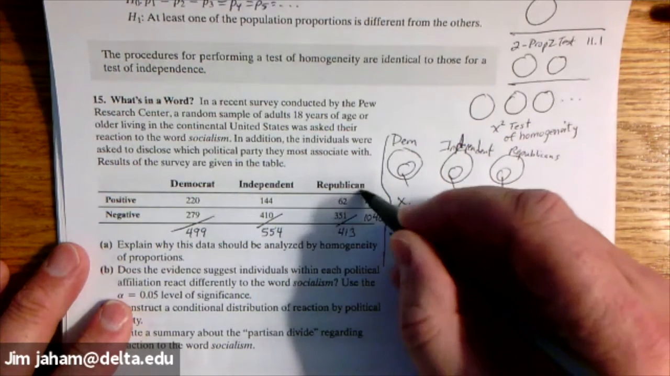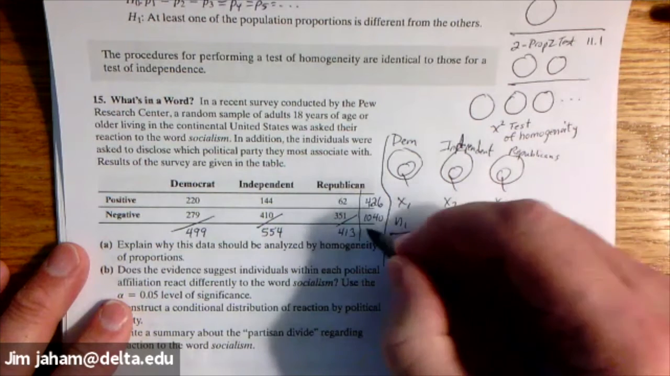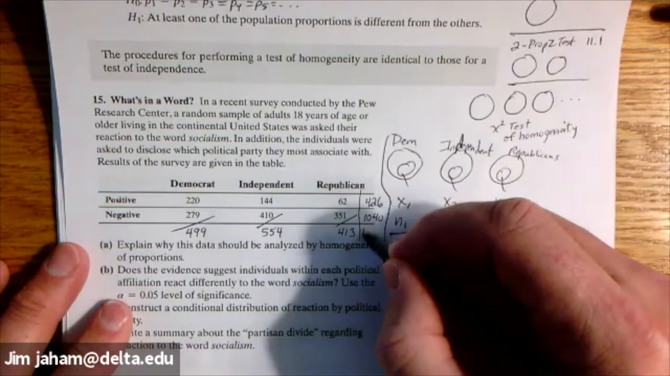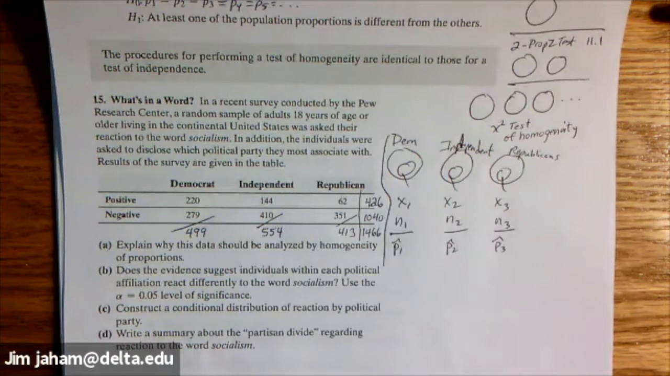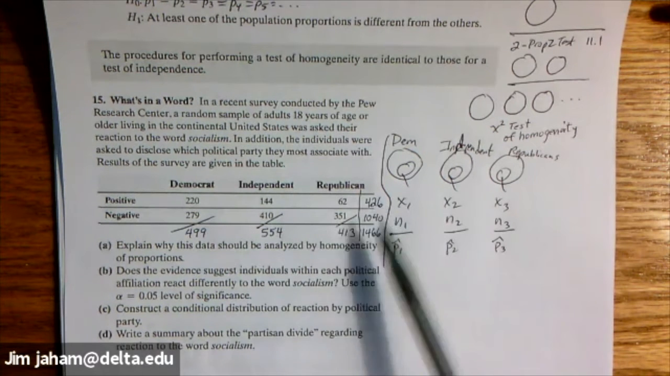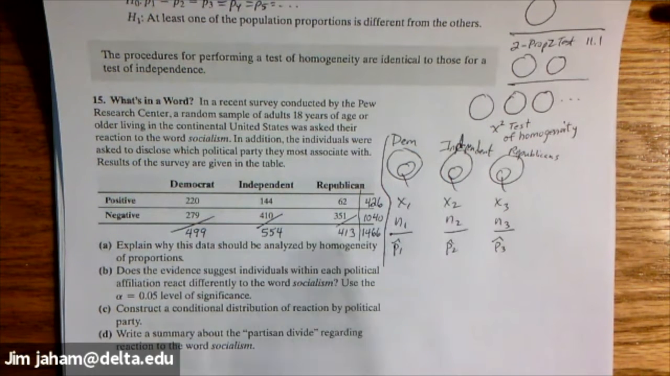And then if you add those two numbers, you get our total, kind of the pooled sample size of all the groups. So these two numbers add to 1466, and those three numbers add to 1466.